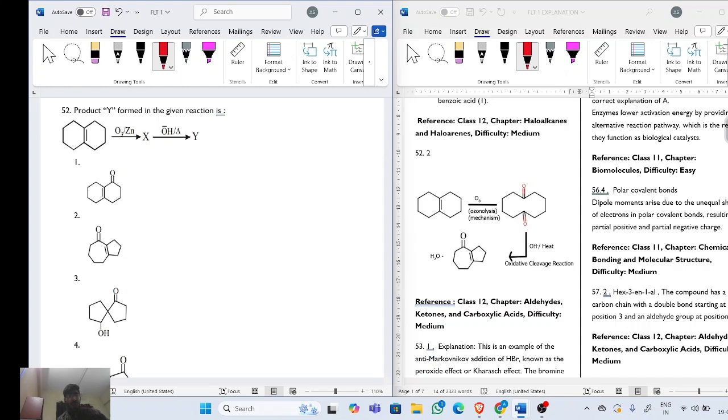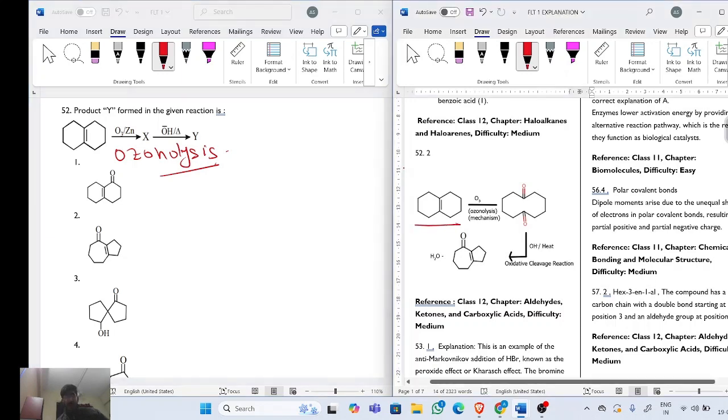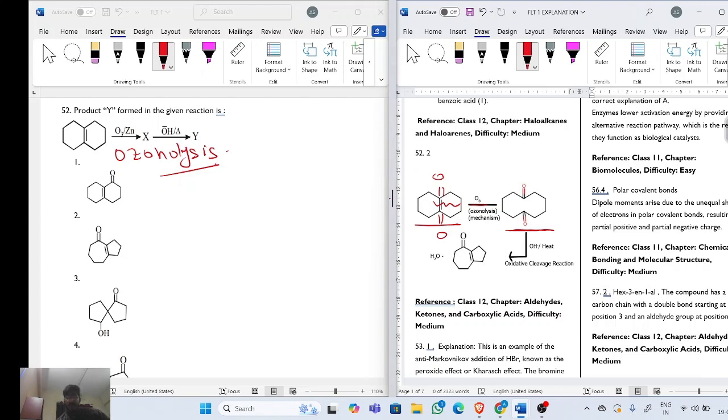First of all, O3 and Zn. We know this reaction is the ozonolysis reaction. Here is the reactant and here is our O3, meaning ozone. When the ozonolysis reaction takes place, this double bond will break and two double-bonded O groups will form here. After ozonolysis, this product will form. Now we have OH minus and heat. These are the reactants for aldol condensation, or aldol reaction.